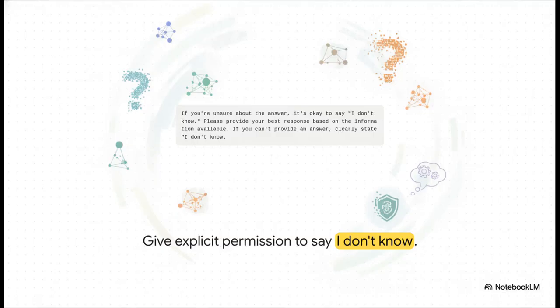Honestly, this next one might be the simplest, yet most ridiculously effective technique we have. Just give Claude explicit permission to admit when it's unsure. By simply dropping a phrase like, "If you're unsure about the answer, it's okay to say I don't know," right into your prompt, you drastically reduce the chance of the model fabricating information just to make you happy.